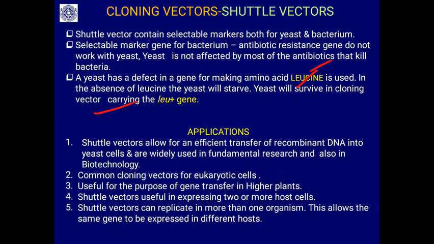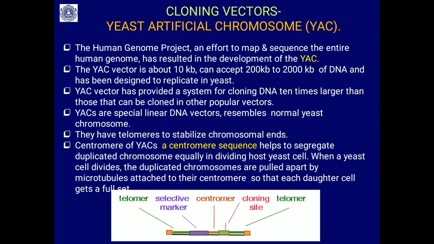Shuttle vectors are useful for expressing in two or more host cells. It is not just two. By having a different origin of replication and selectable marker, we can do this in more than two cells. Shuttle vectors can replicate in more than one organism. This allows the same gene to be expressed in different hosts, so we can check the amount of expression in different host cells using this shuttle vector. So these are the advantages.